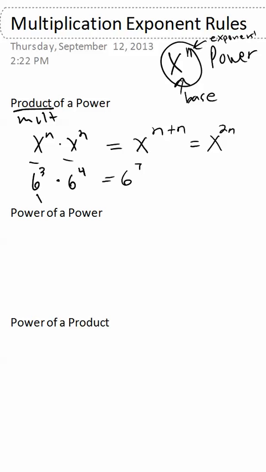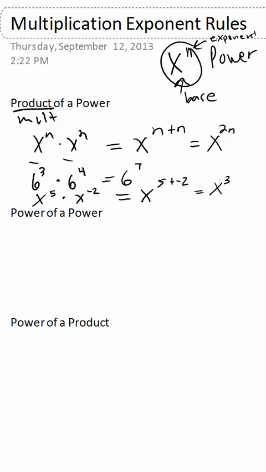And let's say I have x to the 5th times x to the negative 2, which is a negative exponent. I still do the same thing. My base x gets a new exponent, so it's going to be 5 plus negative 2. And we know that when we add 5 and negative 2, we get 3, so x to the third power, okay? So basically, for the product of a power, you add the two exponents.